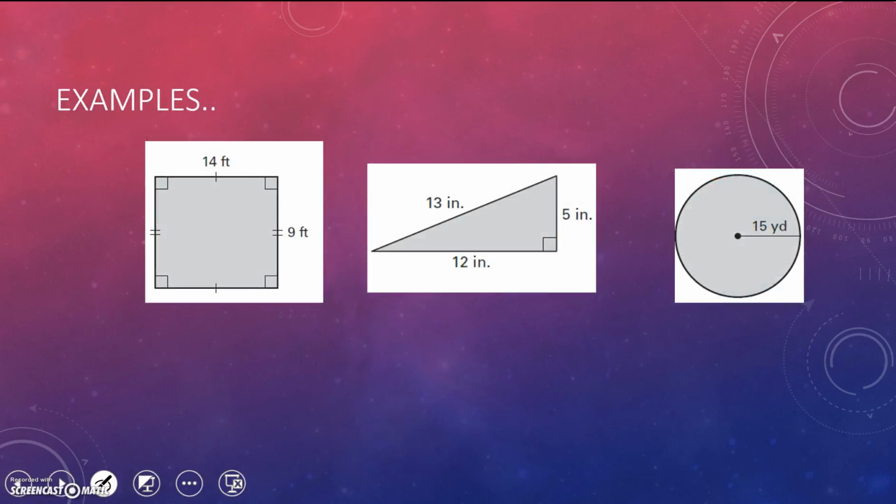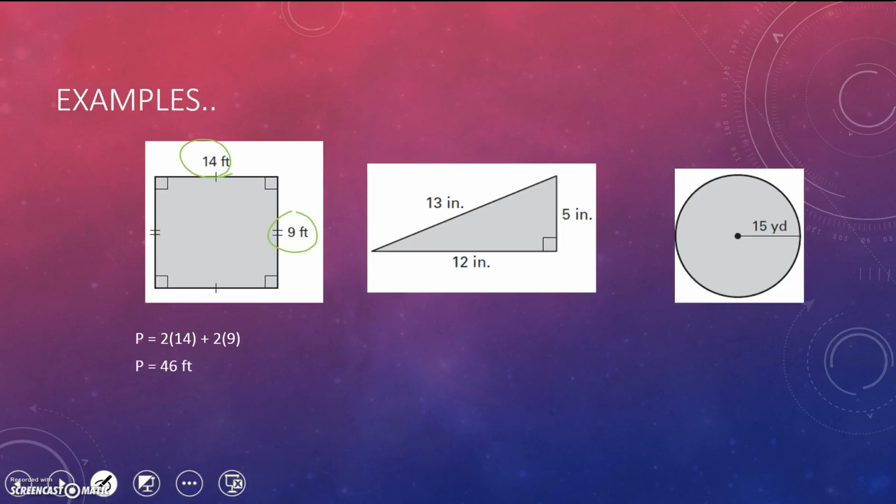Let's take a look at a couple of examples. What we're going to do is find the perimeter and the area of them. So this is a rectangle. You can tell because of the right angles. We've got 2 different side lengths here. So we can do 2 times the length plus 2 times the width. And we get a total of 46 feet.